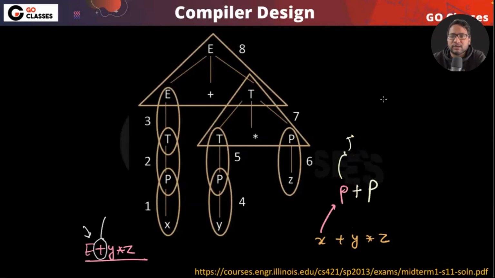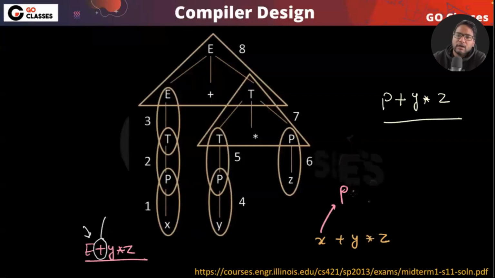You have some string. Let's suppose you have this with you. Currently, let's suppose you have reduced this to P. As a bottom-up parser, I have P plus Y into Z with me. Now, the bottom-up parser will not say, okay, let me consume this plus also, and I'll look at P later. It's not like that.